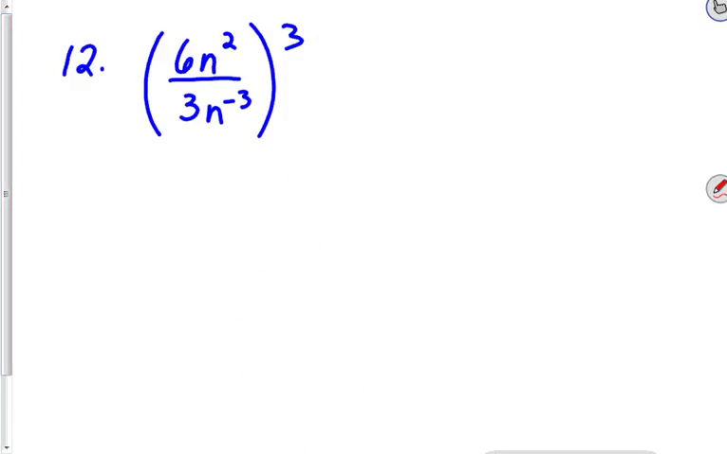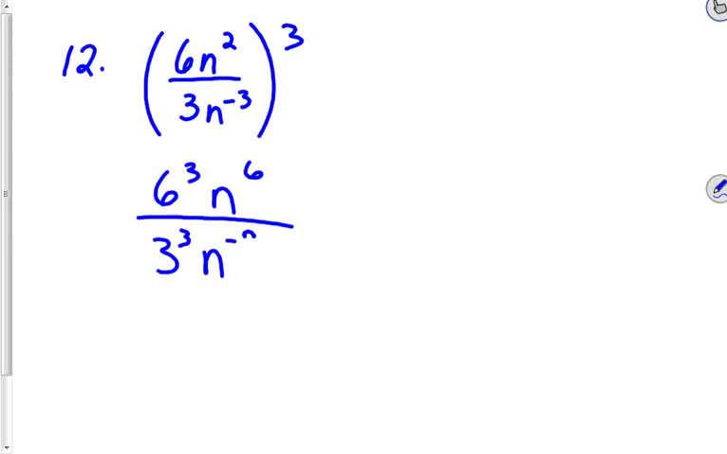All right, so we're going to revisit number 12, but we're doing it differently now. Okay, so what you just saw was one way to do it. Now, let's say that you see the power rule first, which means everything inside the parentheses is being raised to that 3rd power. So we need to raise everything inside of that parentheses to the 3rd power. So that would be 6 cubed n to the 6th, because the power rule says to multiply. And then it would be 3 cubed, and that would be n to the negative 9th.